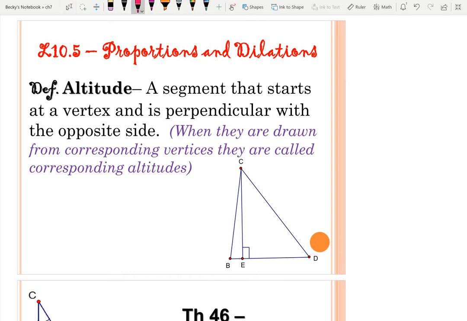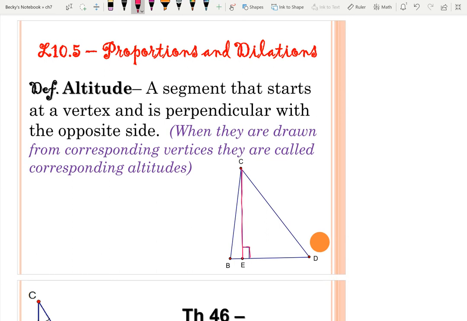So again, when you have a triangle, an altitude comes straight out of the angle or the vertex and comes down and forms a 90-degree angle with the opposite side. All right, let me read and see how my definition differs from the book. It's a segment that starts at the vertex and is perpendicular with the opposite side. When drawn from the corresponding vertex, it's called the corresponding altitude. Okay, so our definitions match up.